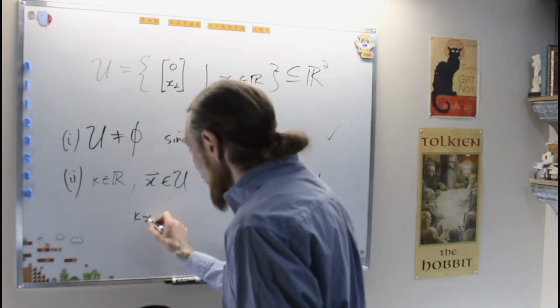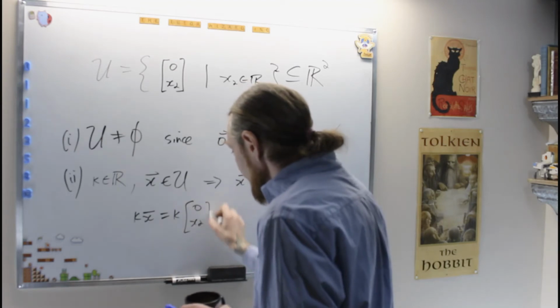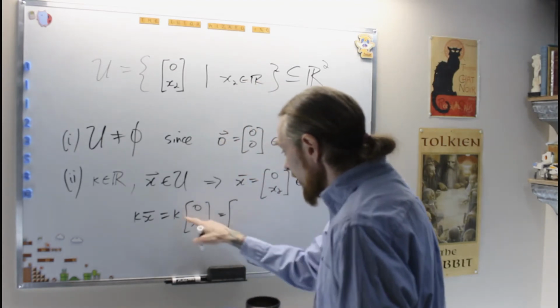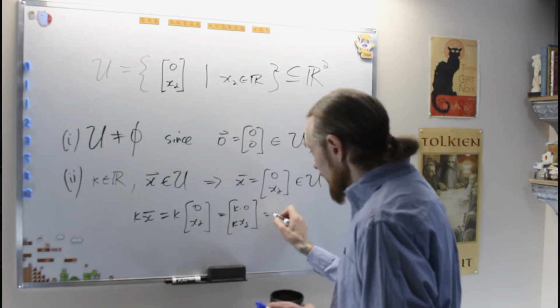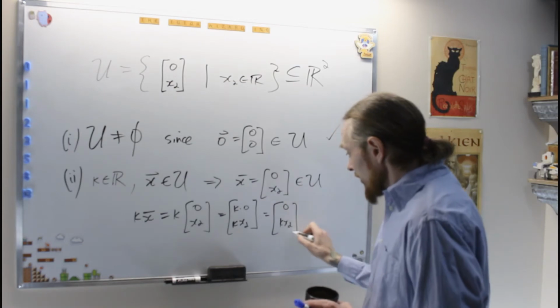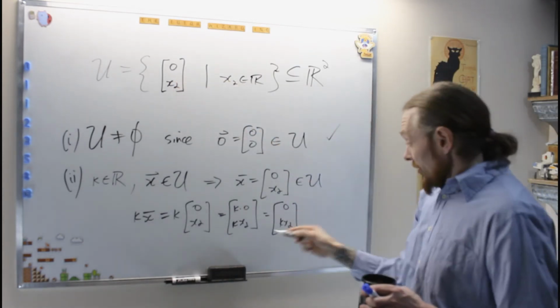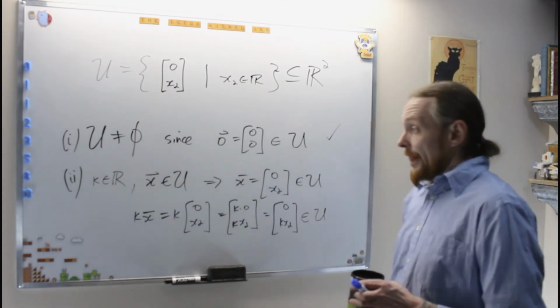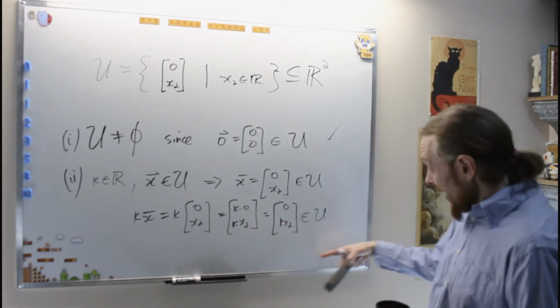So kx is equal to k times (0, x2), which by scalar multiplication is (k times 0, k times x2), and k times 0 is 0. So (0, kx2). Does it look like a cat? Yeah. Your first coordinate has to be 0, so this is in U again.